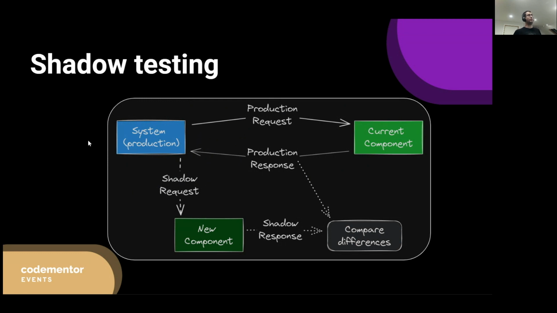With shadow testing, we continue doing that and using the production response, but we also do a shadow request for a new version of that green component. And this shadow response is used to compare the difference from the production response here. Please note that we don't use this response to enforce anything or to affect anything the user sees, but the behavior was run in production, and that's the biggest win we have here.